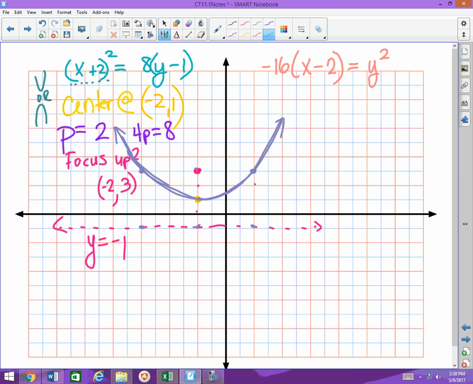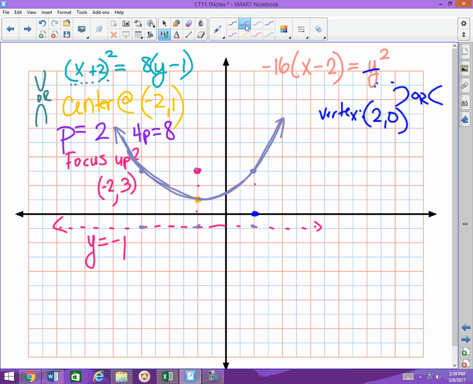This other one says negative 16 times x minus 2 equals y squared. Well, now our y is squared, so therefore it has to be a left or a right opening one. And because it is x minus 2, the vertex is at 2 comma 0 because there is nothing with the y. So here is our vertex.